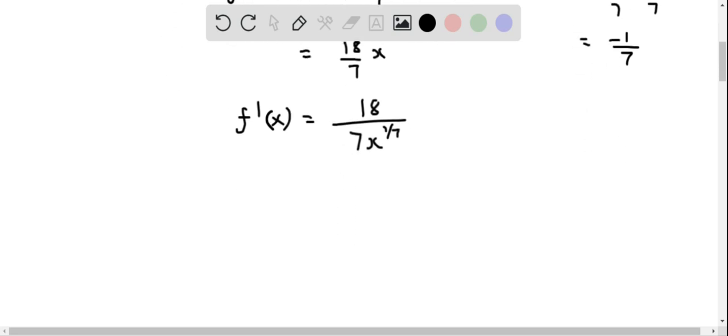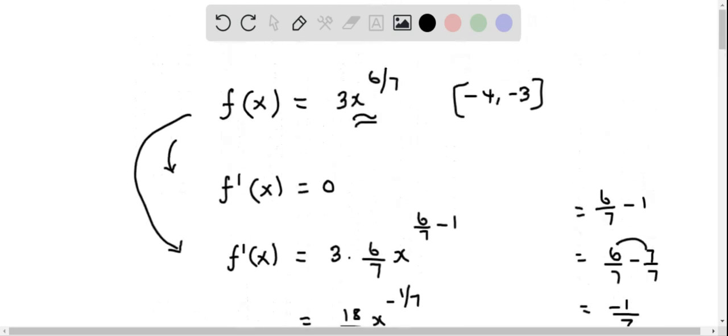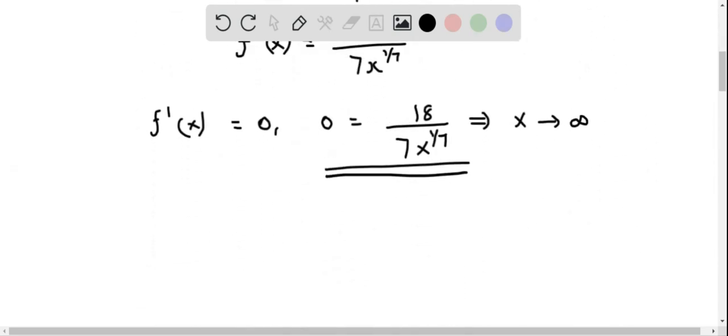So this is basically the derivative of the function f of x. So now we put this f prime of x equals 0. So we can say that 0 equals 18 divided by 7x power 1 by 7. And this equation is true only for larger values of x. That is, when x approaches infinity, this is a possible solution. So in the given interval, we don't have the critical point. So we can say that there is no critical point, and this means we have to determine the maximum or the minimum value at the end point.